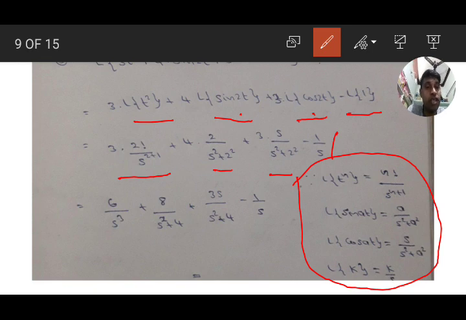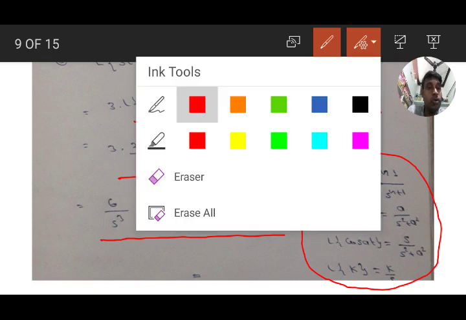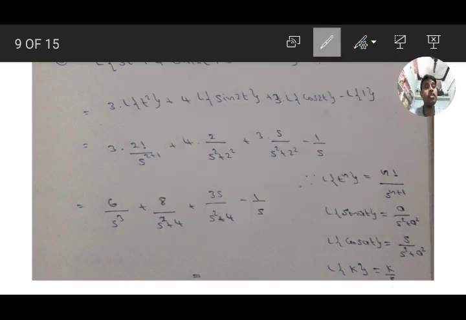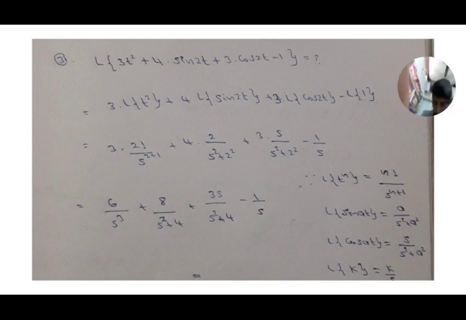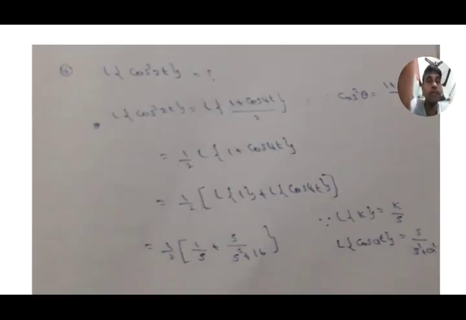So by simplification, we get 6 by s cube, 8 by s square plus 4, 3s by s square plus 4, 1 by s. So let us go. These are very, very important basic formulas, and if you remember them, then we will proceed with the properties. Okay, formulas are very important. Next, we will do the next problem.